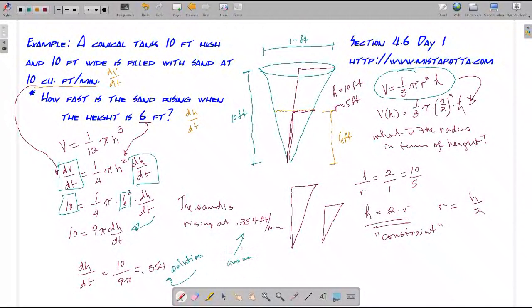So, we're going to continue talking about this over the next few days, because these problems really are one of the major applications of the calculus.